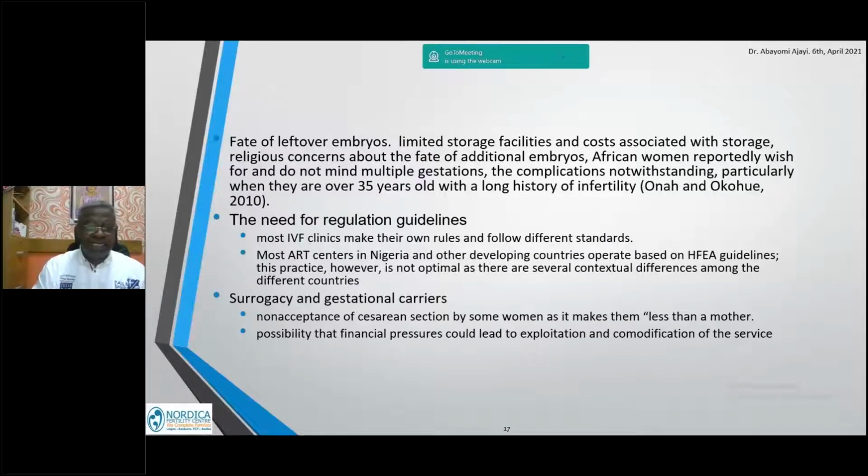And surrogacy is also a slippery slope in this part of the world, especially sometimes when the surrogate refuses cesarean section, and the possibility that financial pressure will lead to exploitation and commodification.